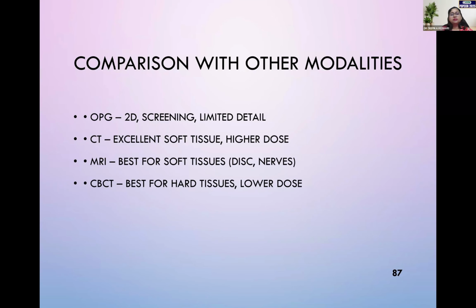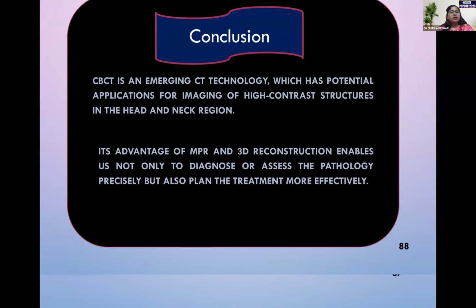So let's compare the CBCT with other modalities. OPG is 2D and is used for screening, and it gives limited detail. CT has excellent soft tissue detail, but there is a very high dose and also lesser accuracy as compared to CBCT. MRI is best for soft tissues, used for the disc and nerves. CBCT is best for hard tissues, especially for the maxillofacial structures, and it has a lower radiation dose.